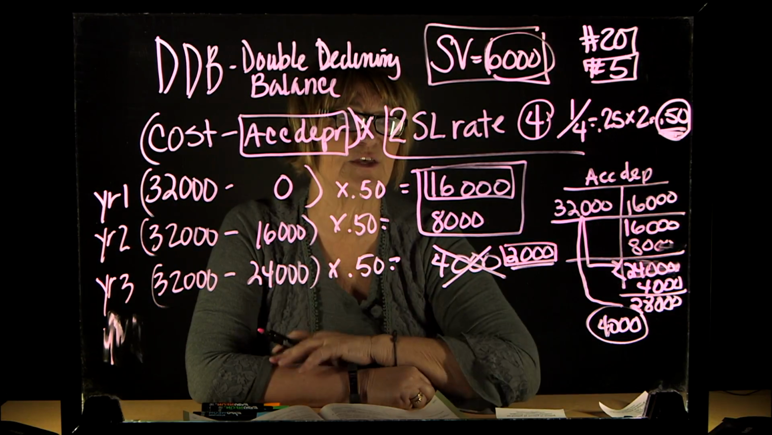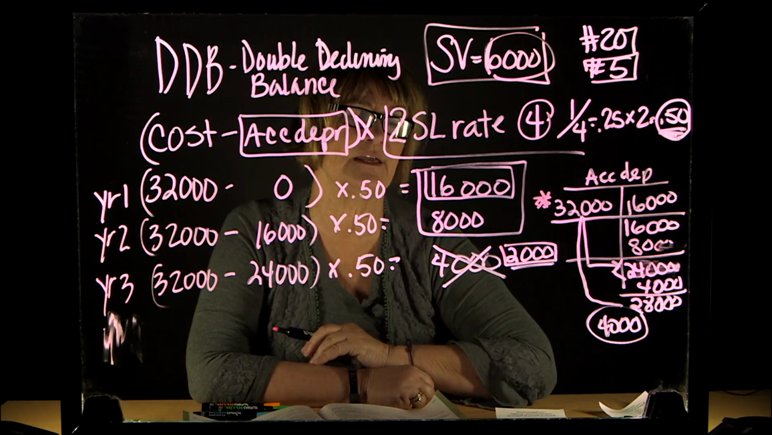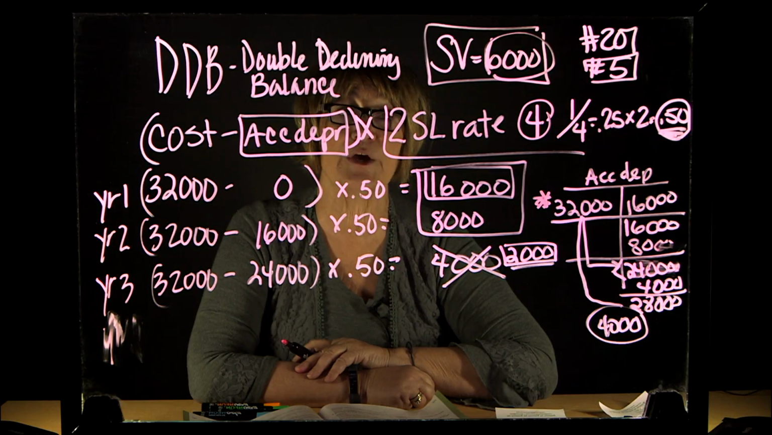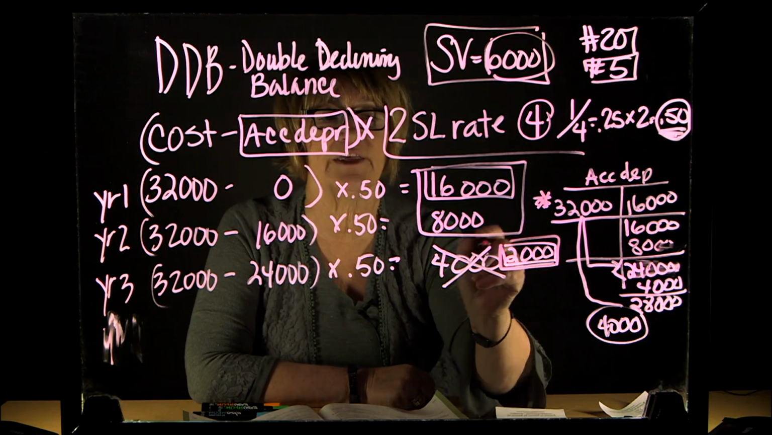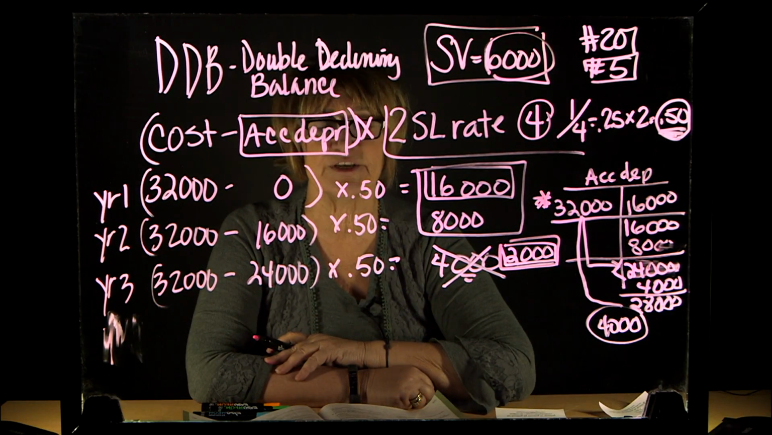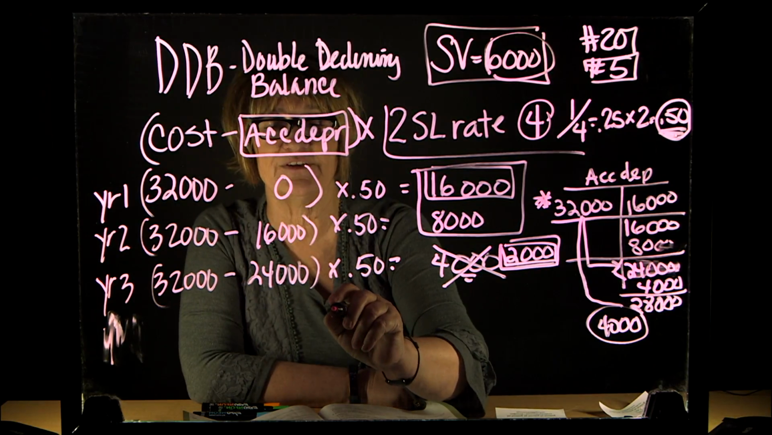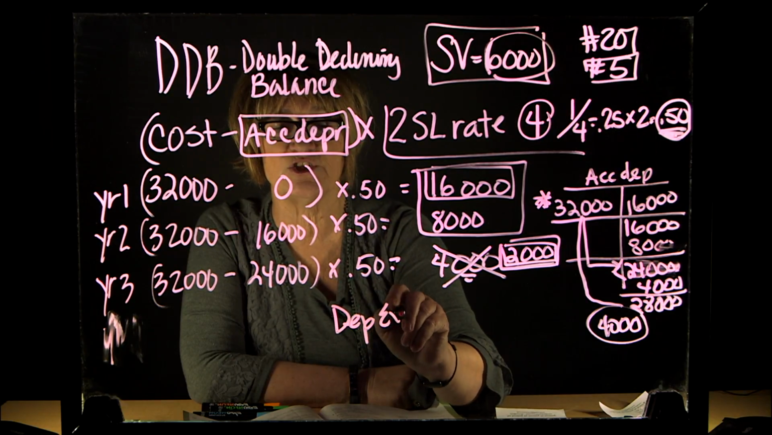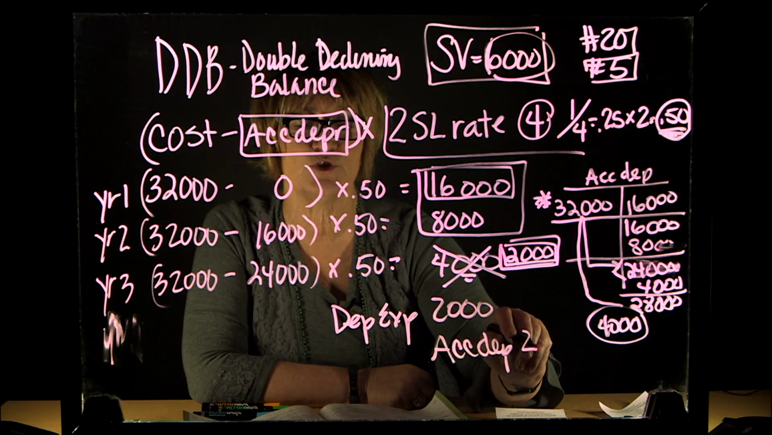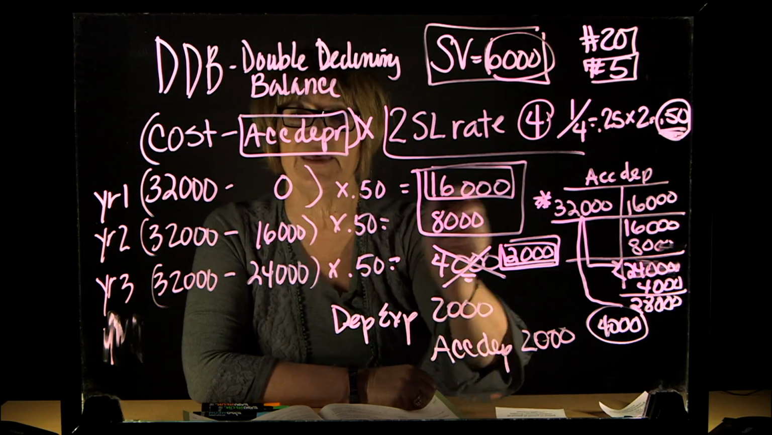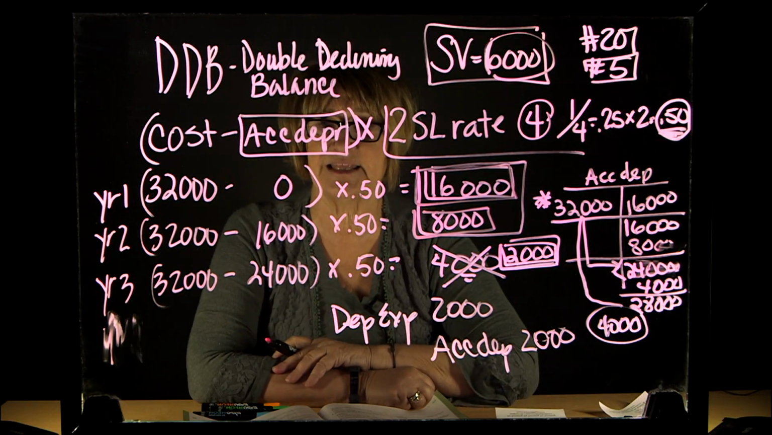And that's why I like using this little T account, even though it doesn't belong there. It's just to help me keep track, so I know not to go below the salvage value. So in this particular year 3, your calculation says depreciation is 4,000, but you can only use the 2 because you cannot go below salvage value. So you would debit depreciation expense for 2,000 and credit accumulated depreciation for 2,000 for year 3. In the other 2 years, you would have booked 8,000 and you would have booked 16,000.